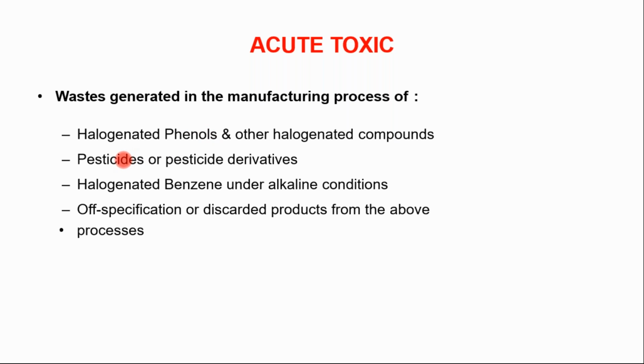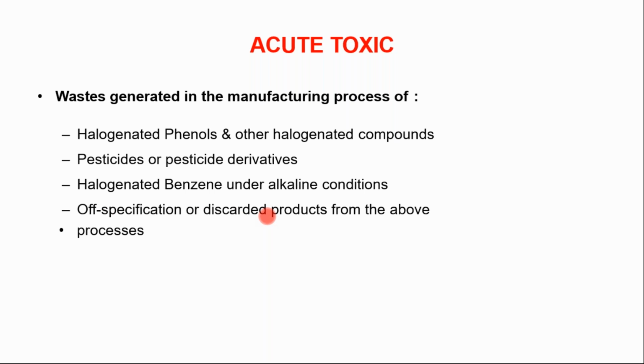Then pesticides. To kill the pest, we are using these substances. So pesticides or their derivatives are clearly acute toxic substances. Then halogenated benzene under alkaline conditions, which are also acute toxics, and off specification or discarded products from the above processes are called acute toxics.